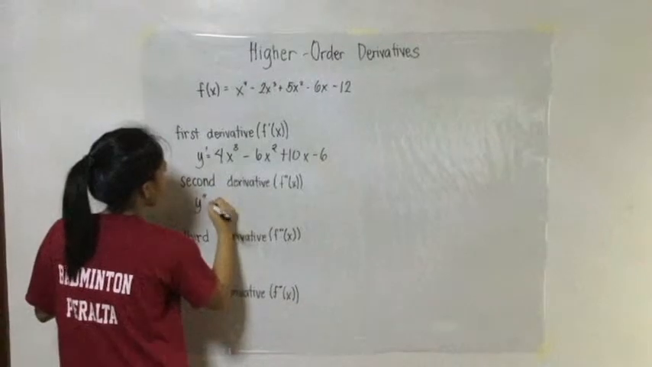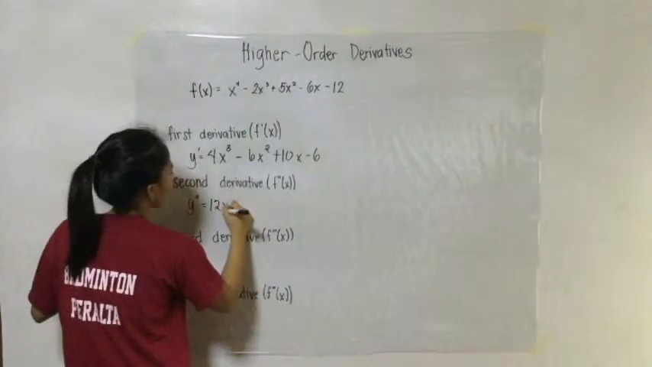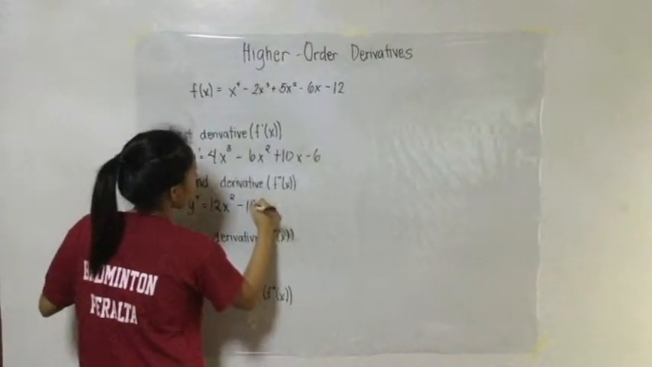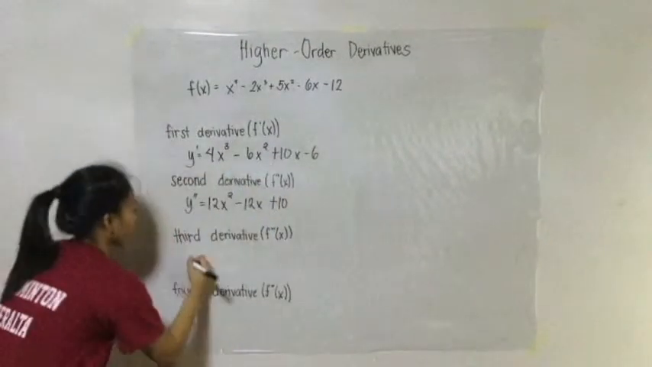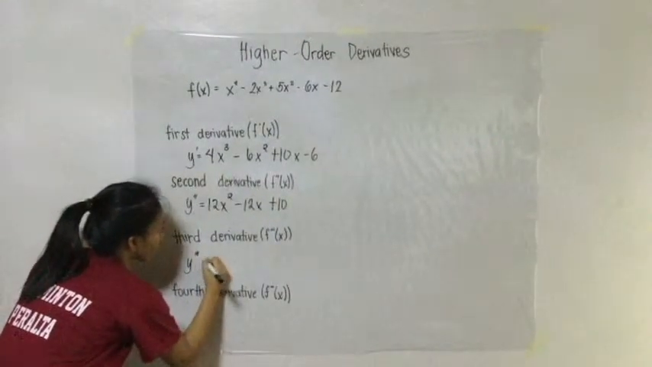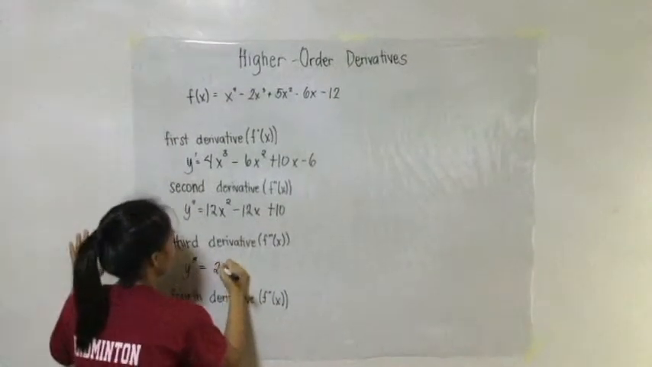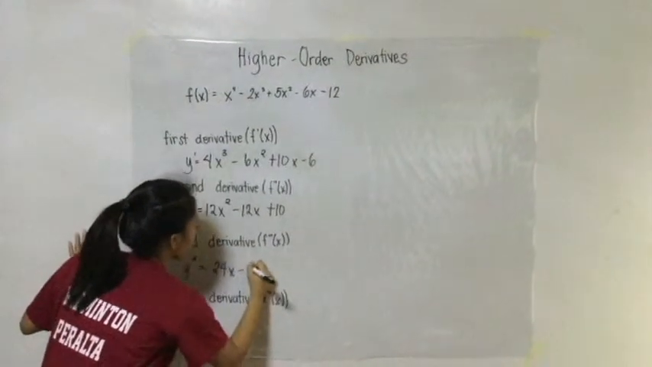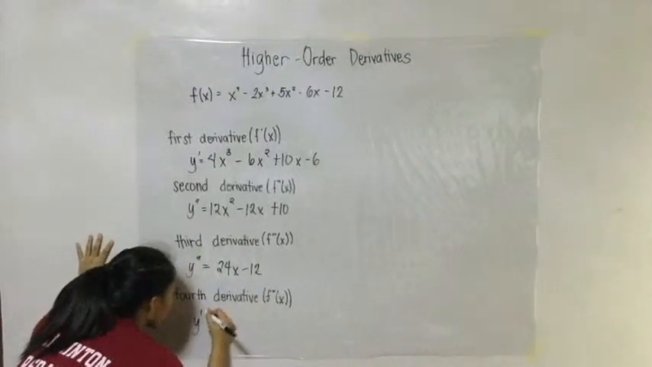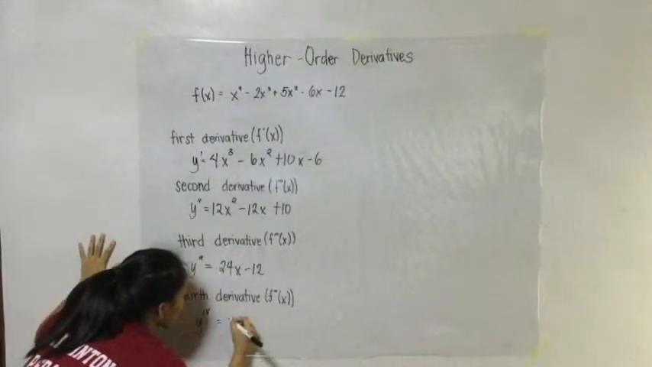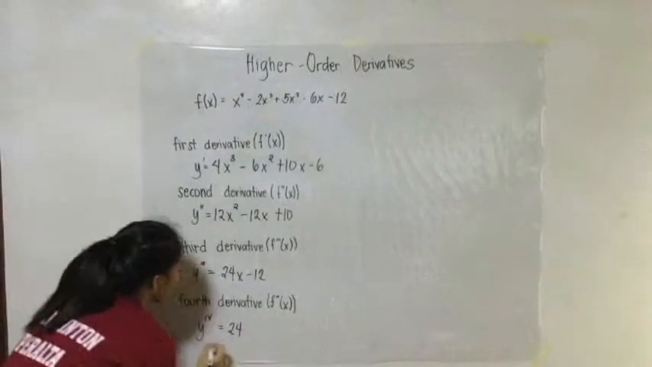Second derivative, y double prime is equal to 12x squared minus 12x plus 10. Third derivative, y triple prime is equal to 24x minus 12. Fourth derivative, y fourth prime is equal to 24.